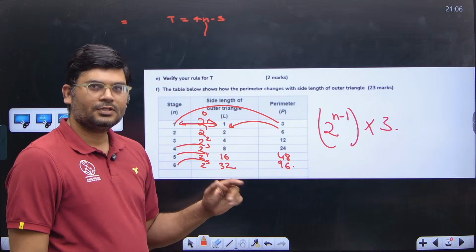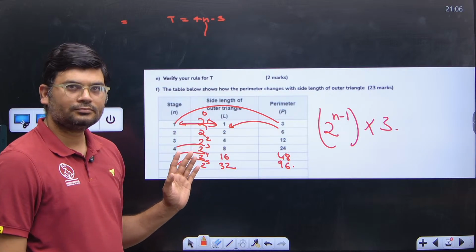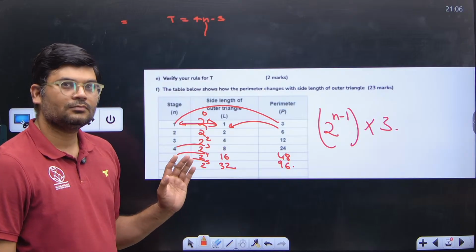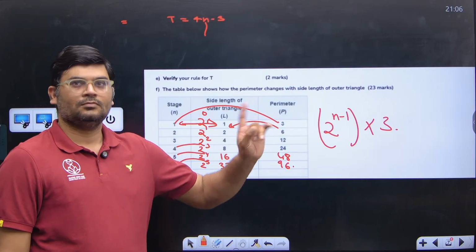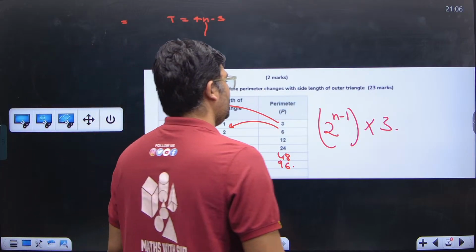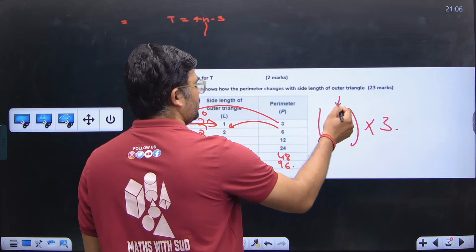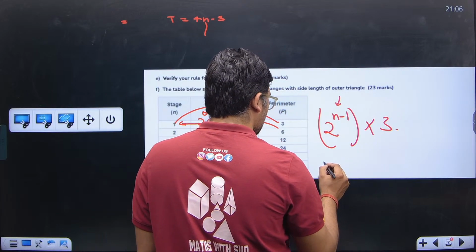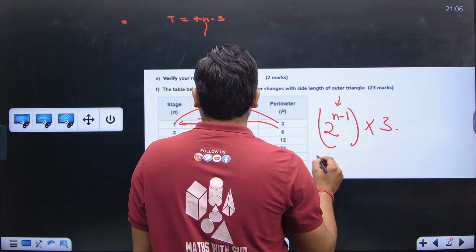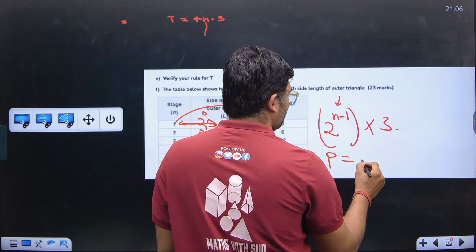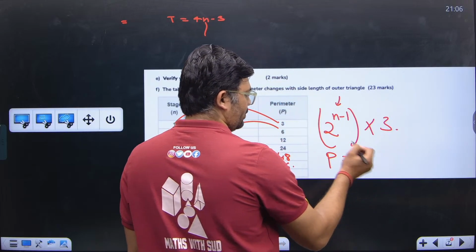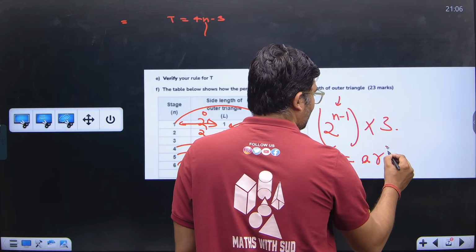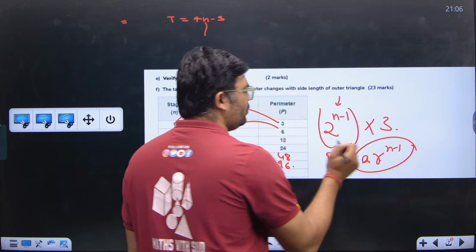Understood now? Yeah. But can you use that a_n is equal to a r to the power n minus 1? Yeah, so this is r only. This is what is being told to you. So you can write it like this. The perimeter is equal to, so your a is 3 and r is 2 to the power n minus 1. This is what is being given to you.